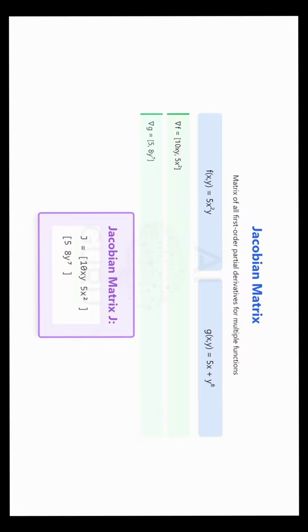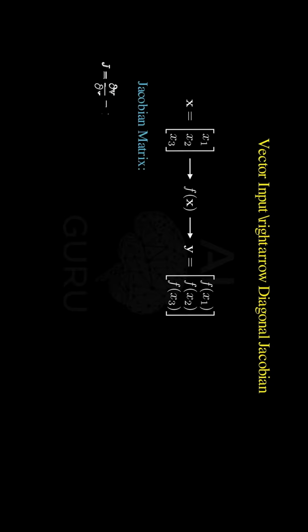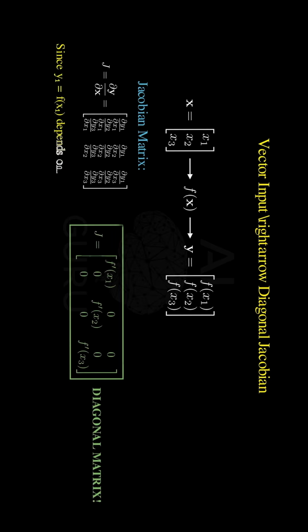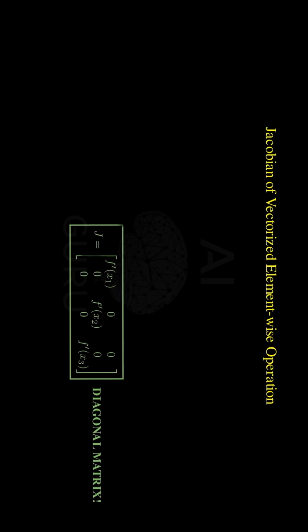The second row is the gradient vector for the second output function, g. So for our example, row 1 would be the gradient of f, 10yx, 5x squared, and row 2 is the gradient of g, 5, 8y to the 7th. And that single 2 by 2 matrix now holds everything. It tells you the rate of change of every single output with respect to every single input. More generally, if you have an output vector y that's a function mapping n-dimensional space to m-dimensional space, the Jacobian is an m by n matrix.